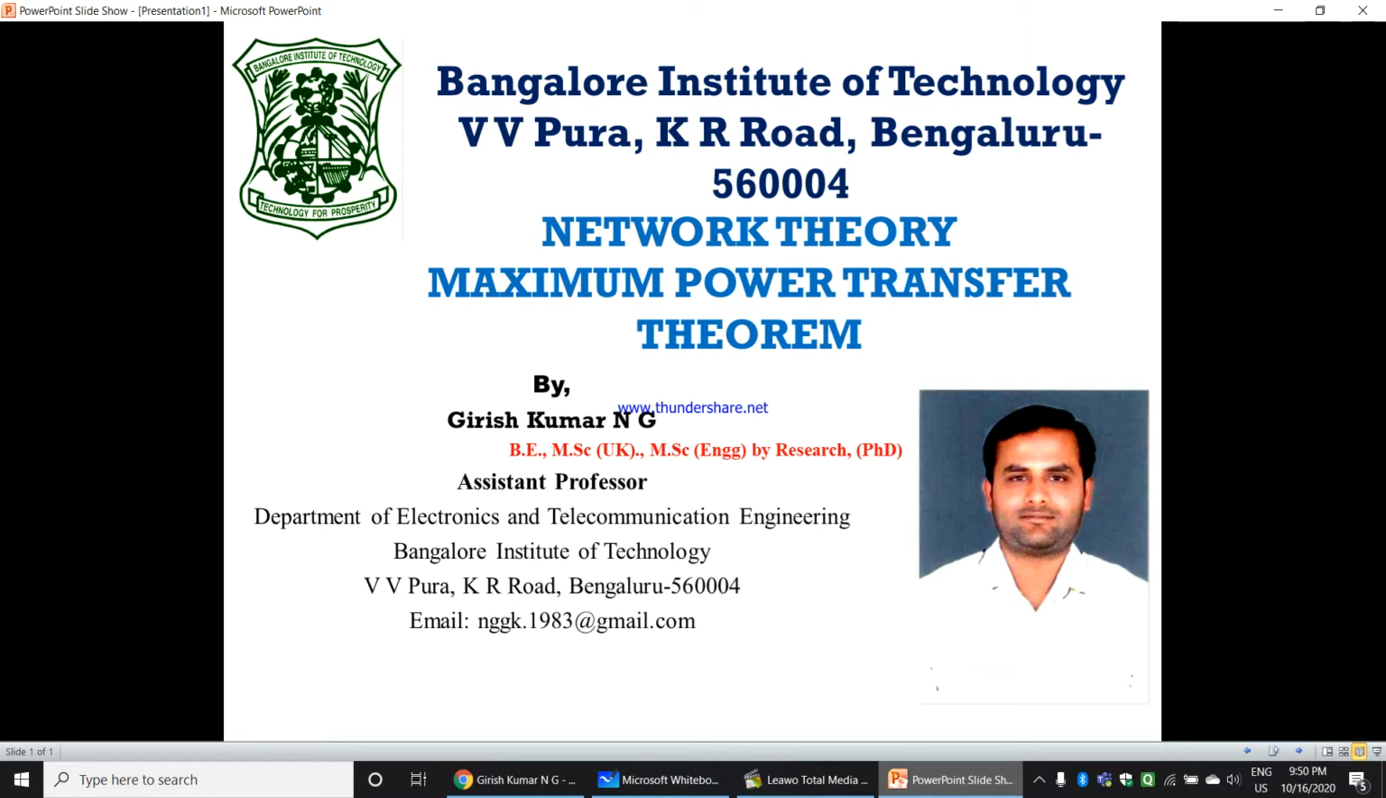If there are many voltage sources, current sources, or many passive components connected in a network, it becomes very difficult to solve using mesh analysis or node voltage analysis. For that reason, we have network theorems, which overcome the drawbacks of mesh analysis and node voltage analysis in complicated networks. Today we'll learn the maximum power transfer theorem in this video, and we'll solve some problems.